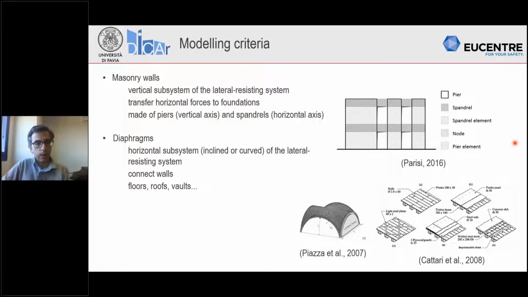Starting from the modeling criteria, we can say that masonry walls are the vertical subsystem of the lateral resisting system. They transfer horizontal forces to foundations, and they are usually made of piers, which are elements with a vertical axis, and spandrels, which are elements with a horizontal axis. Diaphragms are the horizontal subsystems of the lateral resisting system, and they are connected to walls, and they can be made of floors, roofs, or walls.